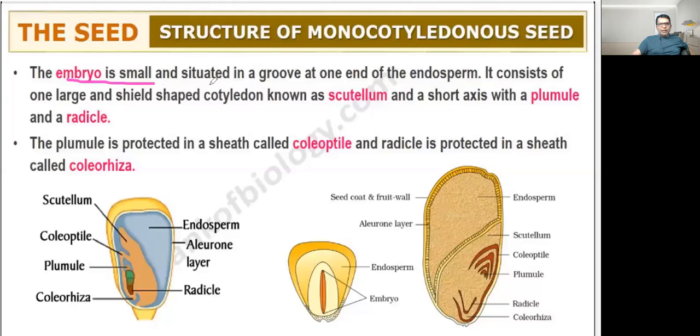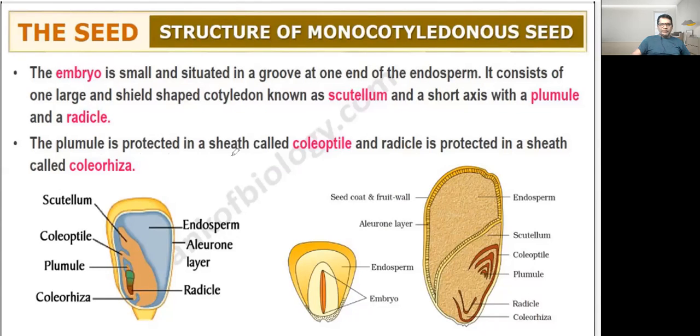The embryo is small and situated in a groove at one end of the endosperm. Here it is very small. It consists of one large and shield-shaped cotyledon known as the scutellum. So this is the scutellum. Scutellum is nothing but a cotyledon. It has a short axis with plumule and radicle.